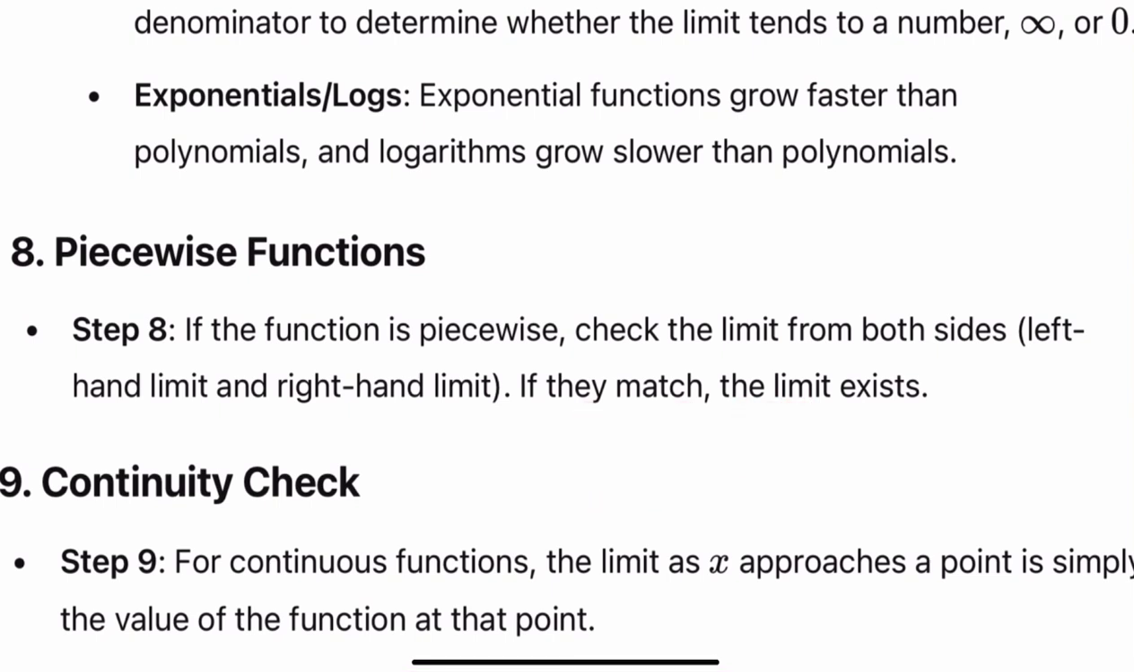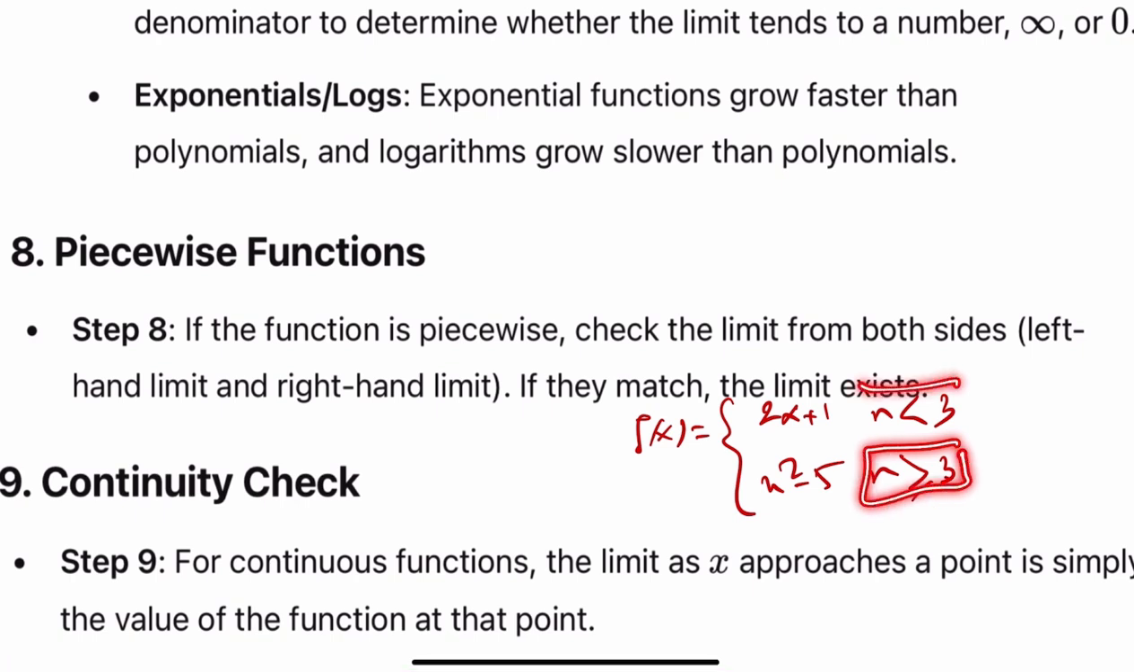For example, if we have f of x is equal to 2x plus 1 if x is less than 3, and x squared minus 5 if x is greater than or equal to 3. So here we have a piecewise function which has two parts, when x is less than 3 or when x is equal to or greater than 3. To find the limit of f of x as x approaches 3, follow these steps.